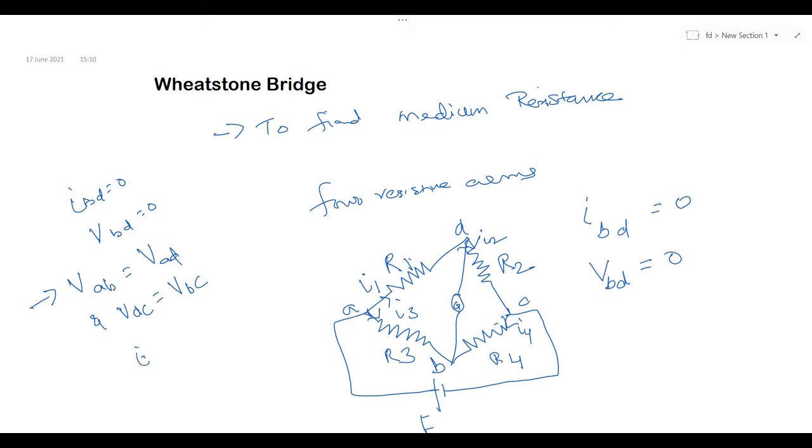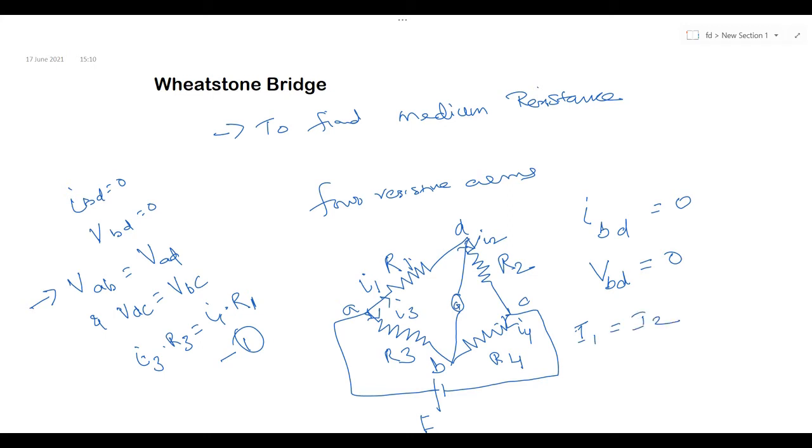Now what is VAB? VAB is equal to I3 into R3. Similarly, VAD is equal to I1 into R1. So that is your first equation: I3 R3 is equal to I1 into R1. Similarly, what should be our second equation? I2 into R2 is equal to I4 into R4.